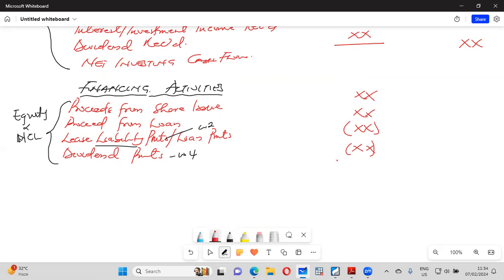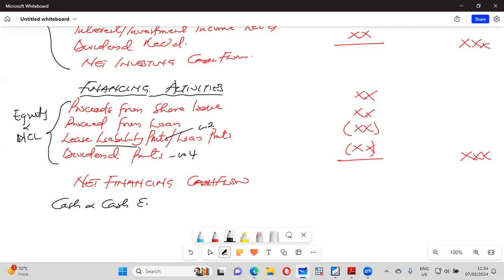So in total, you have your net financing cash flow. The good thing about cash flow is that when you get it wrong, you will know, and when you get it right too, you will know. Now, once you are done with this, then you bring your cash and cash equivalent brought down. Those ones are the beginning of the year.